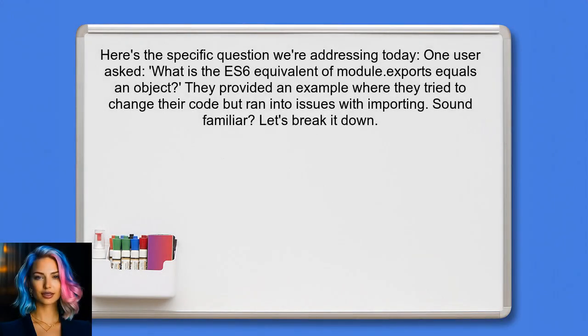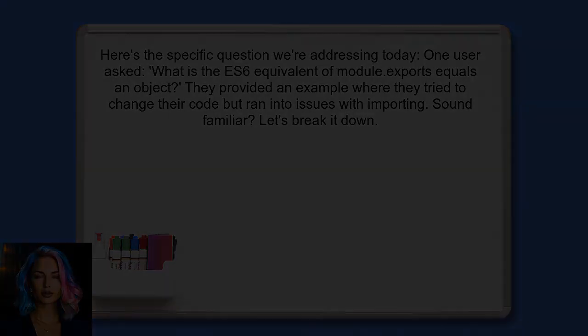Here's the specific question we're addressing today. One user asked, what is the ES6 equivalent of module.exports equals an object? They provided an example where they tried to change their code, but ran into issues with importing. Sound familiar? Let's break it down.